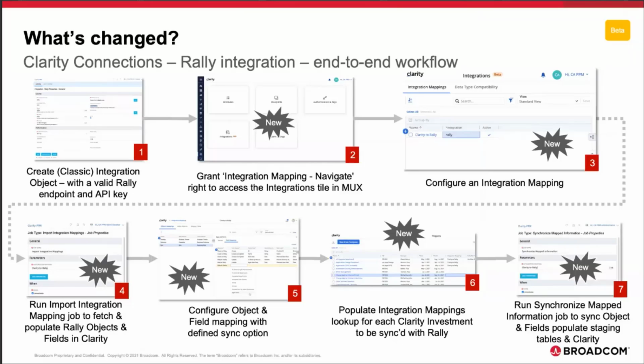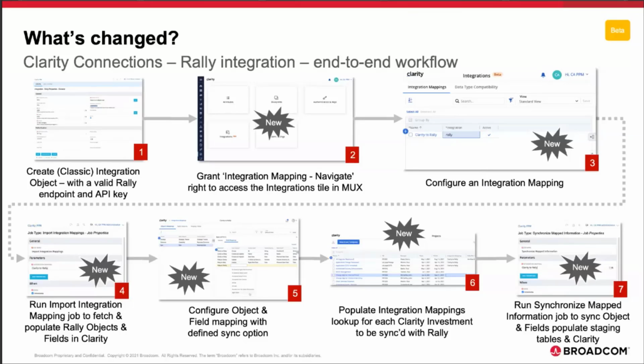So first, this integration depends on the classic integration object to be in place with a valid Rally endpoint and API key. Secondly, users need to have the proper permissions to access the new integration mapping area. We'll talk about that a little bit more to get into the modern UX area. Once you're in your configuration, you work on configuring an integration mapping, linking your integration mapping to the integration object.